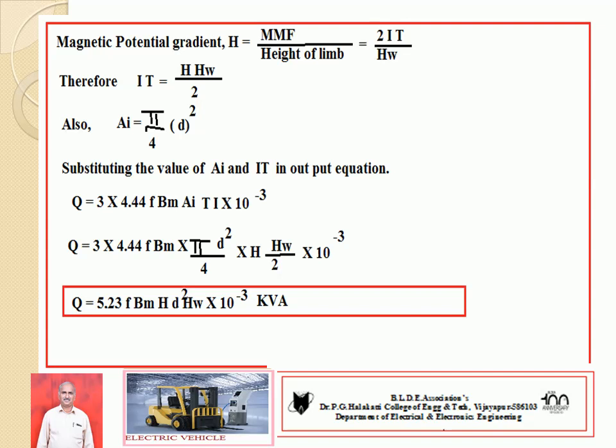And the net iron area is also given by pi d square by 4. Give the equation numbers: IT equal to 1, Ai equal to something. Then substitute these values in equation number 1, the main equation, 3 times EP into IP into 10 to the power of minus 3. So you substitute all the values, Ai equal to pi d square by 4, IT equal to this value, then we are going to get the final Q equal to this expression. This is a very simple problem, starting from design problems.